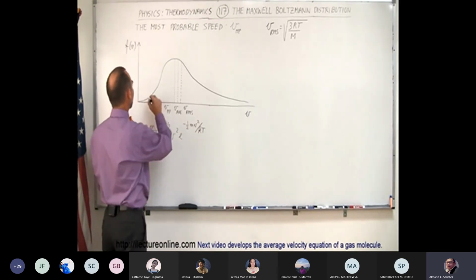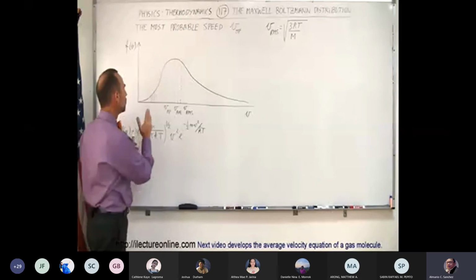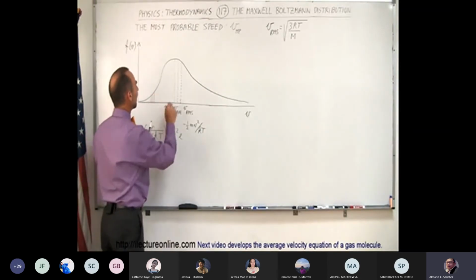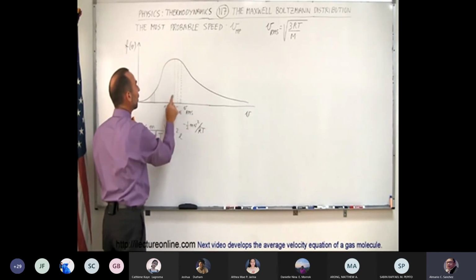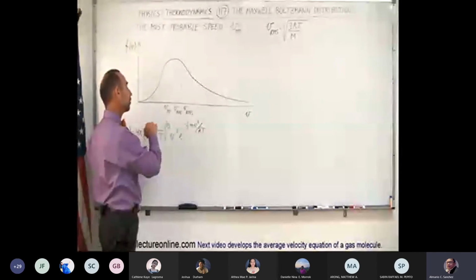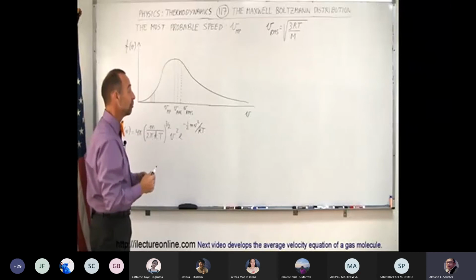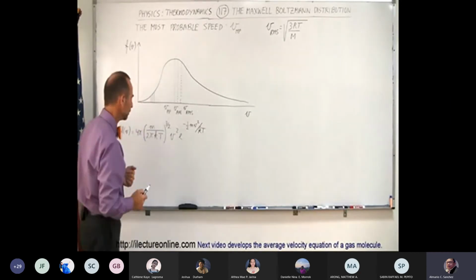If you slice this up in small little slices like this, and then you look in each one of those slices and say, how many molecules move at that speed, you can kind of count those up. And if you come to the slice that reaches up to the highest point of this curve, then you can realize that more molecules have this velocity than any other velocity, and that's therefore called the most probable velocity. And this is the way we figure out what that is equal to.